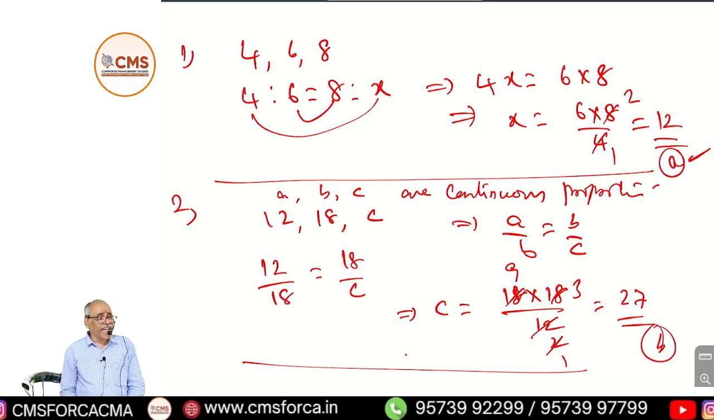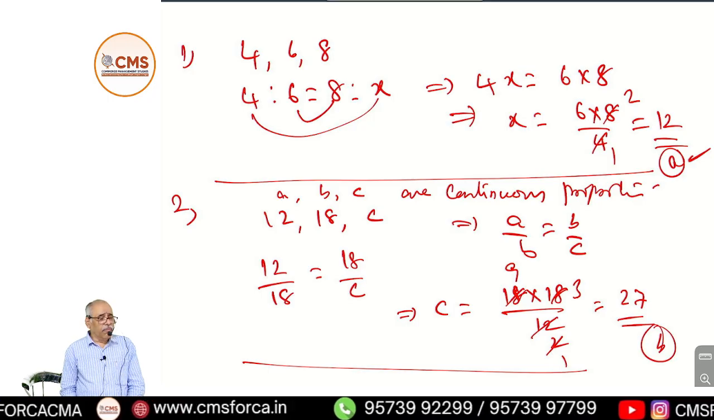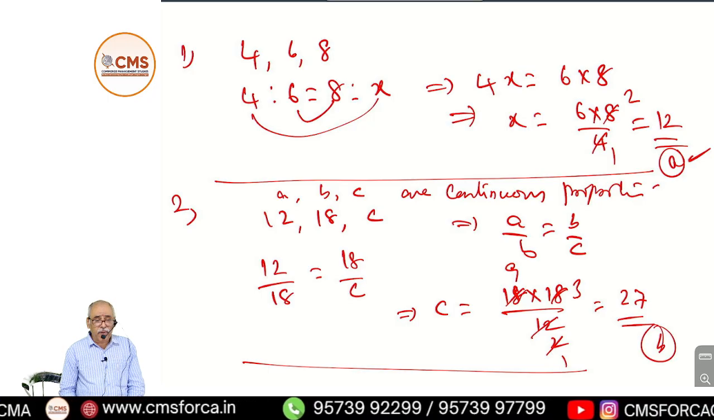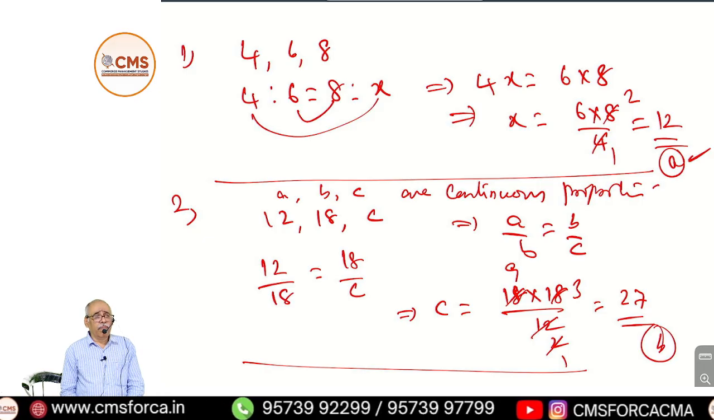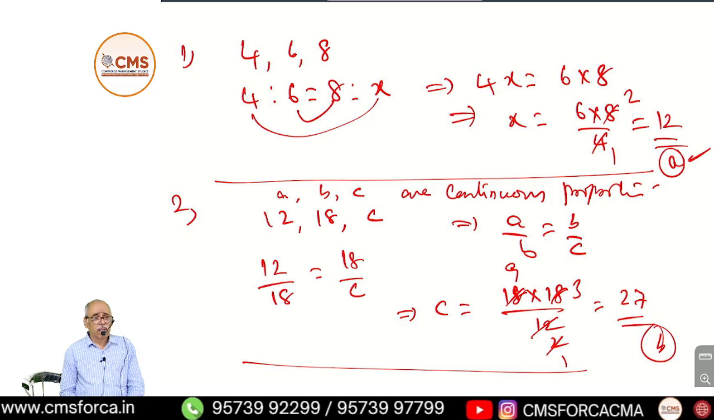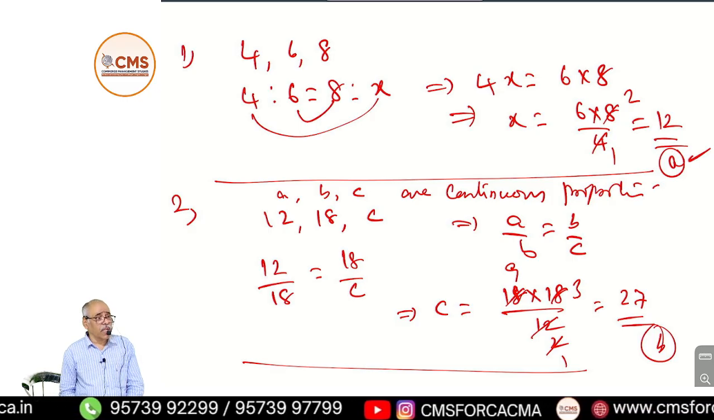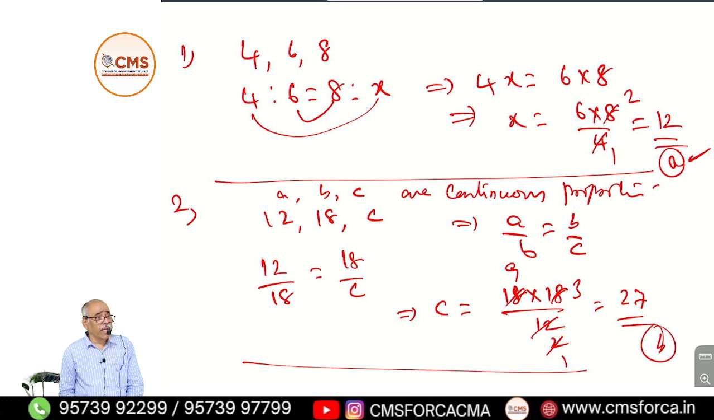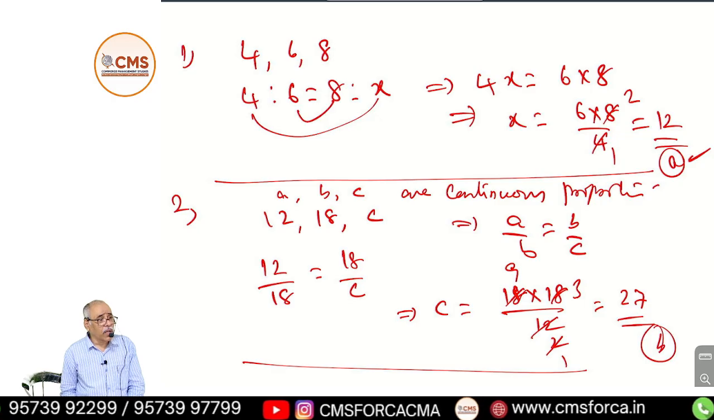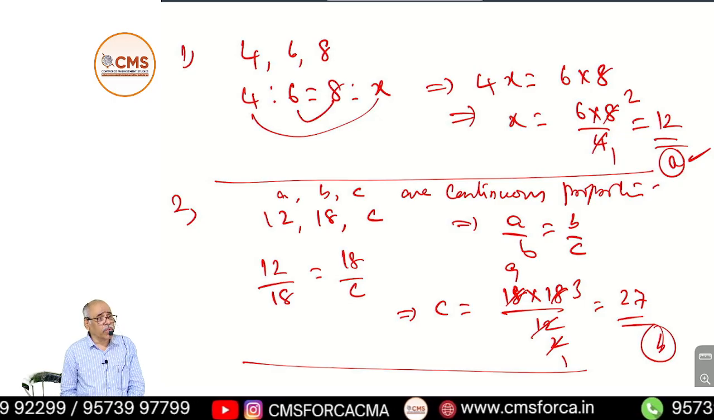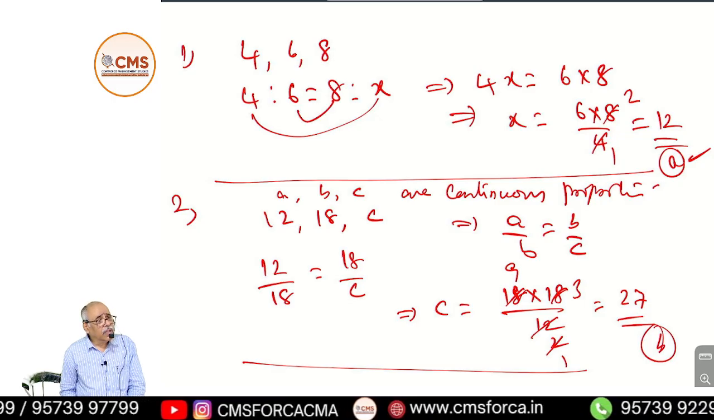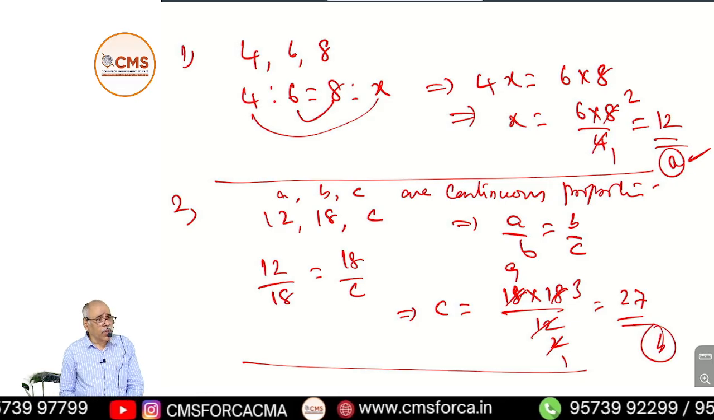Any doubt in the second question? If A, B, C are in continuous proportion, then A by B equal to B by C. That is what we said: B square equal to AC, B equal to root AC. B is called the mean proportional, A is called the first proportional, C is called the third proportional. Understood?